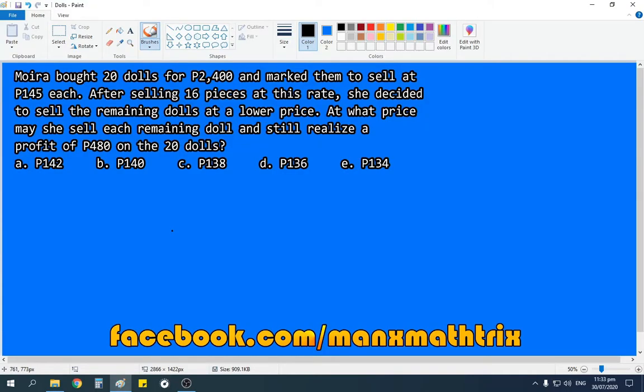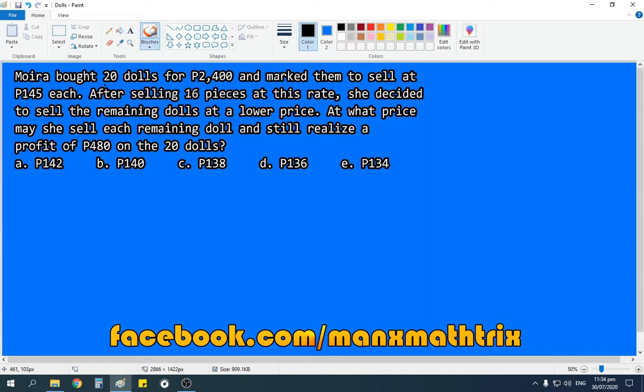Moira bought 20 dolls for 2,400 pesos and marked them to sell at 145 pesos each. After selling 16 pieces at the street, she decided to sell the remaining dolls at a lower price. At what price may she sell each remaining doll and still realize a profit of 480 pesos on the 20 dolls? Is it A, 142 pesos, B, 140 pesos, C, 138 pesos, D, 136 pesos, or E, 134 pesos?